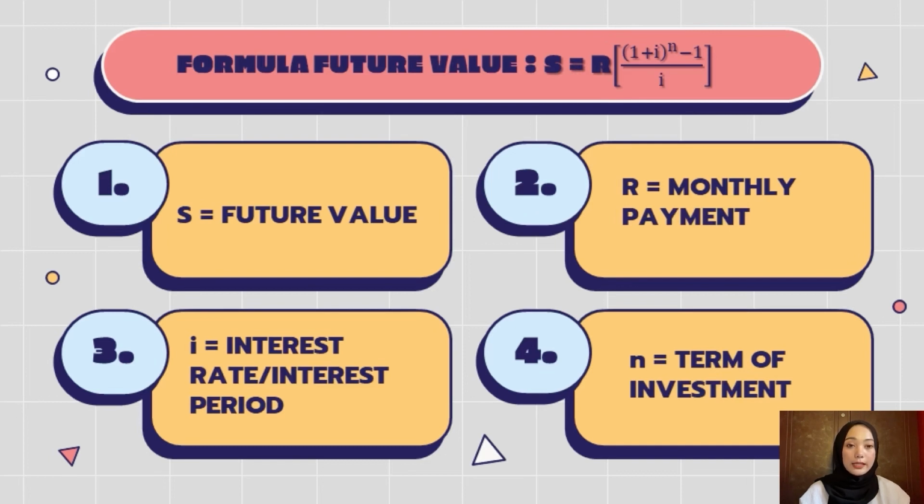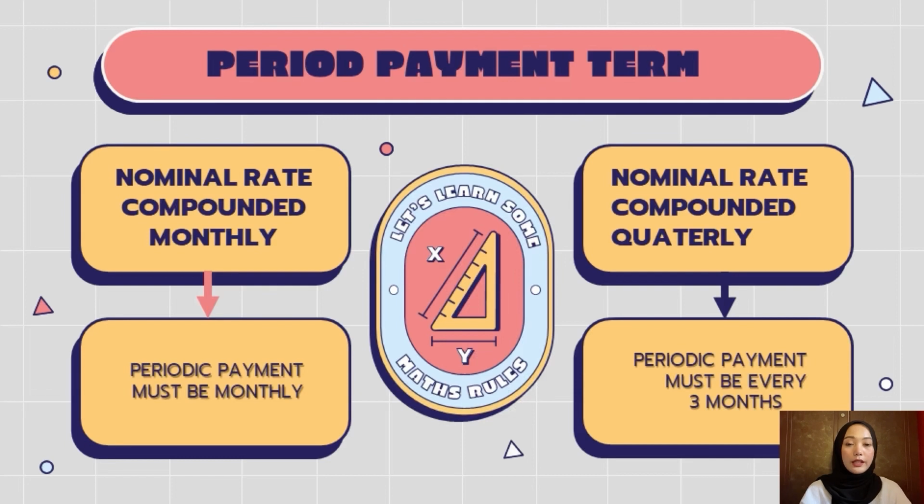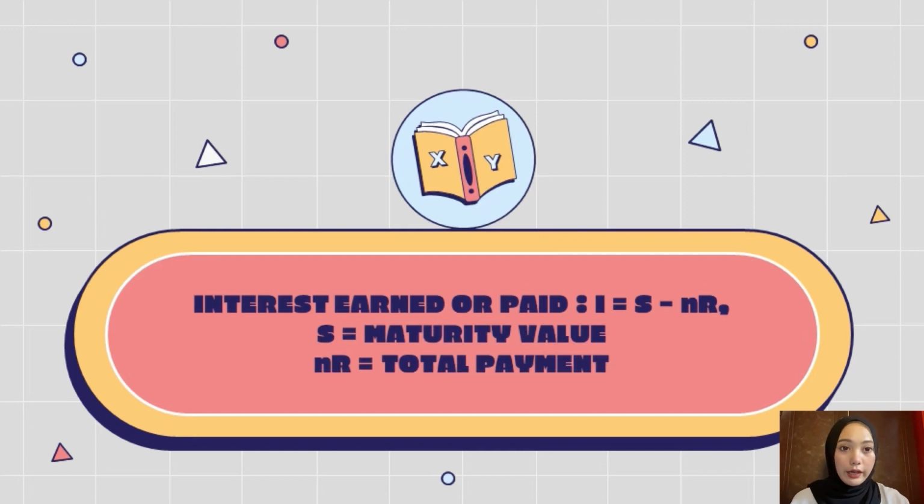n is the term of investment. In the formula, if the nominal rate is compounded monthly, the periodic payment must be monthly, and if the nominal rate is compounded quarterly, the periodic payment must be every 3 months. The formula to calculate interest earned or paid is I equals S minus nR, where S is maturity value and R is total payment.